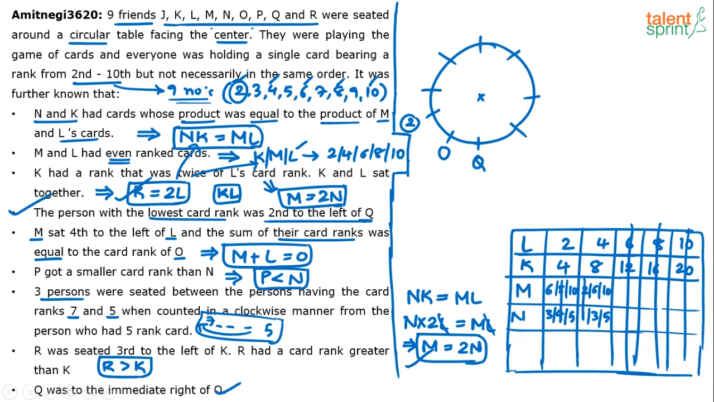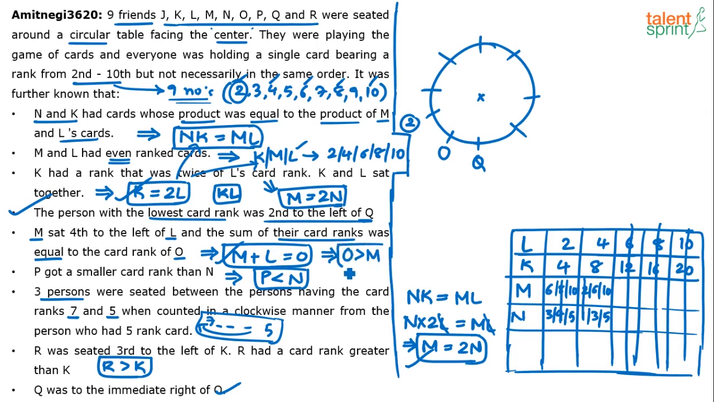Is there any possibility to eliminate any other thing? Okay. I think M cannot be 10. I'll tell you why M cannot be 10. Look at this equation. We know that M plus L equals O. If you take M equals 10 and then add L, O will become more than 10. Yes or no? Very clearly, O is greater than M.